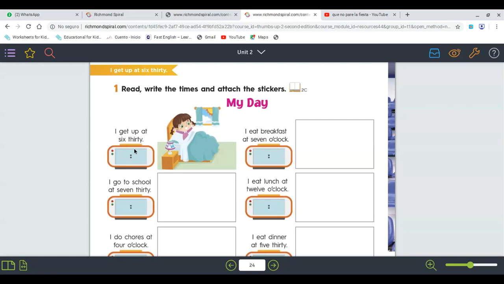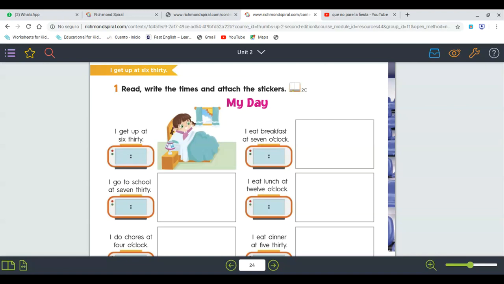I get up at 6:30. What are we going to do? We are going to write 6:30. Yes? And here we already have the pictures. On the second picture, I eat breakfast at 7 o'clock.